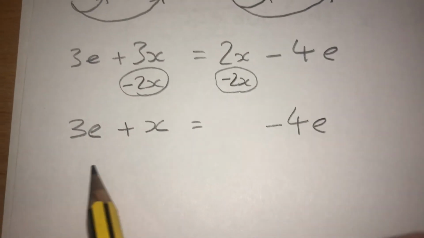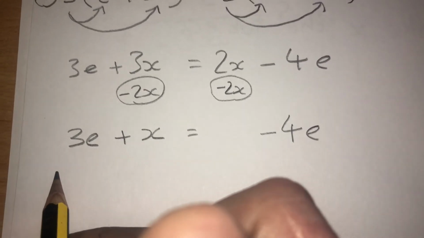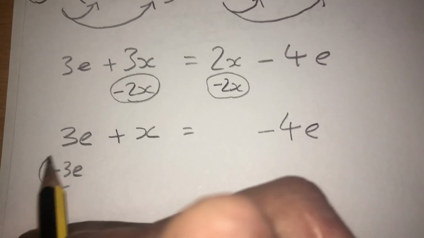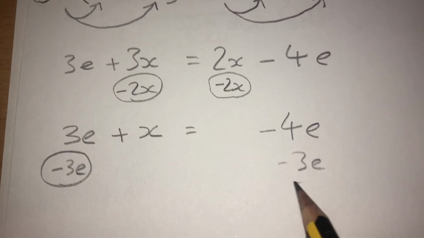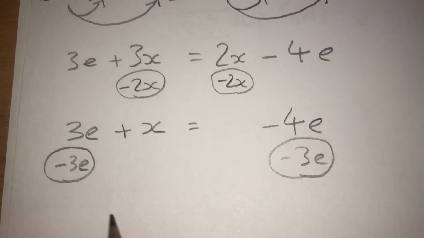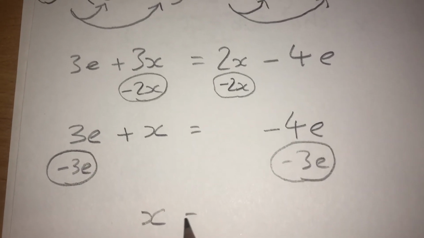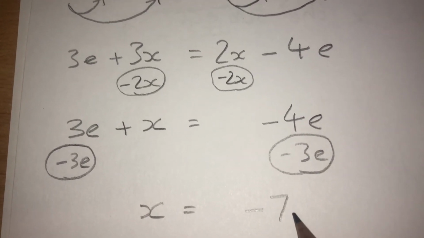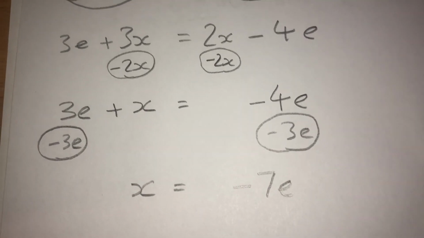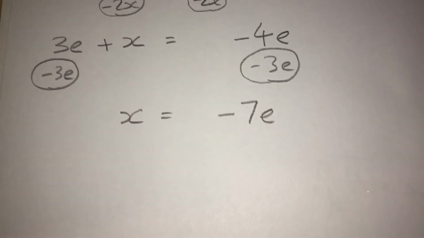Now what I have to do is get rid of this 3e on the left hand side to get x on its own. This 3e is positive, so I take away 3e, but if I take away 3e from the left hand side, I have to take away 3e from the right hand side also. So 3e take away 3e is 0, so it's gone. I'm left with x is equal to minus 4e take away 3e, which is minus 7e. Okay, and that's my final answer, because we already have x on its own on the left hand side.